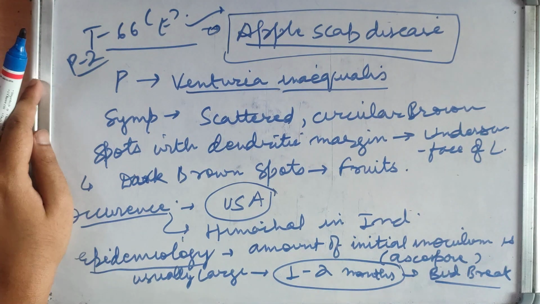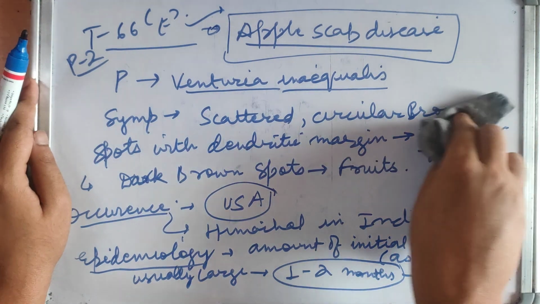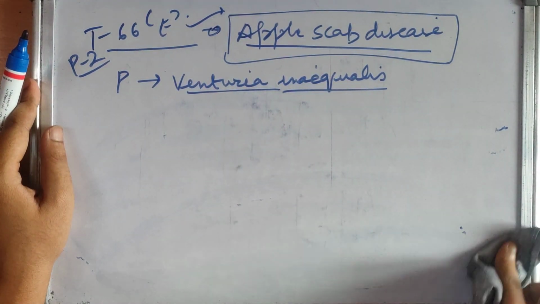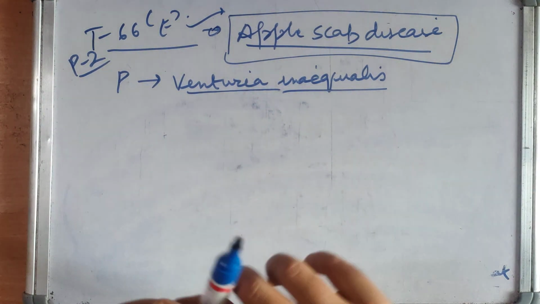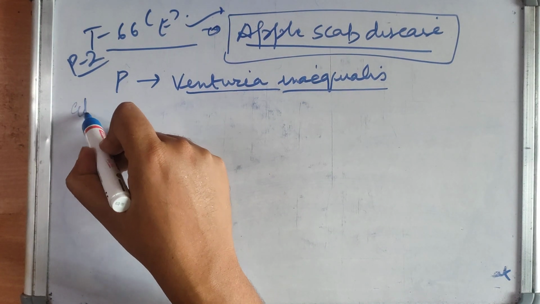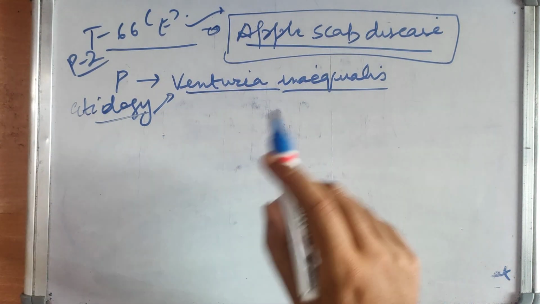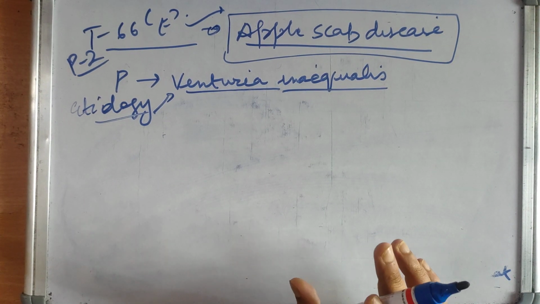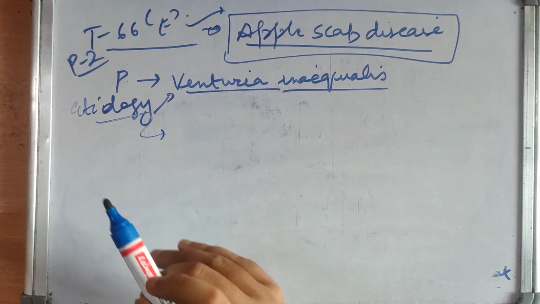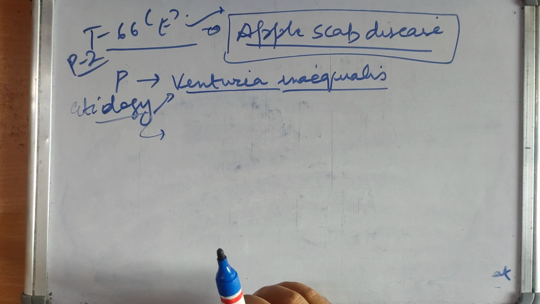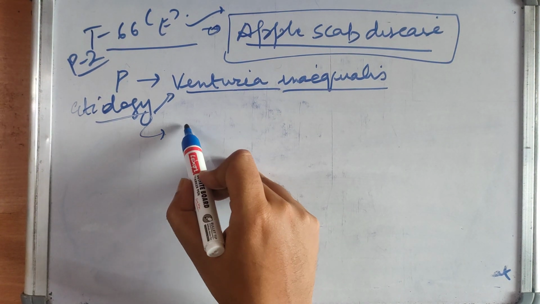Now, what are its causes? We all know that the pathogen is Venturia inaequalis, but for its causes, or you can say etiology, whenever you are asked about etiology, you will just write the name of the pathogen that causes it, and how it is spread. It spreads through fallen diseased leaves.